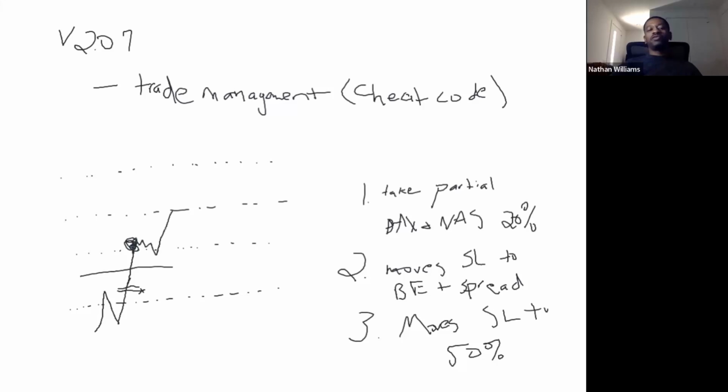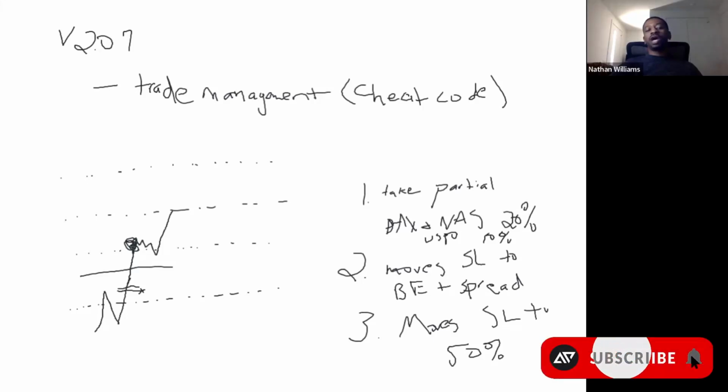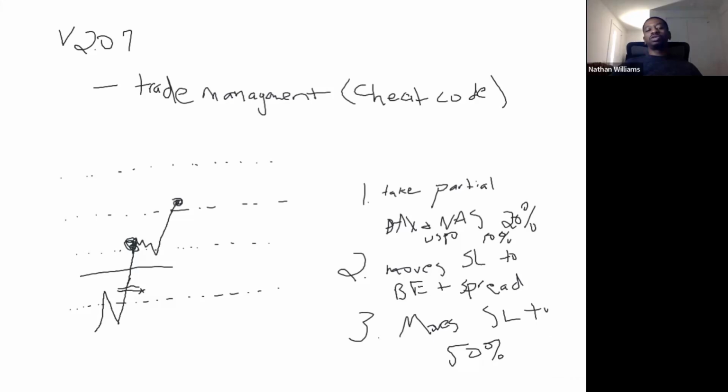As soon as it touches this level, it repeats it again. Takes another partial. I'm sorry, DAX and NAS take 20%, US 30, my fault, takes 10% partial. All right, as soon as it touches the next level, it automatically starts over again. Number one, and then moves stop loss up above this algorithmic level plus spread. And then once it has its close above, it repeats step number three and moves it to 50%. All right, so it's like a stair step all the way up.